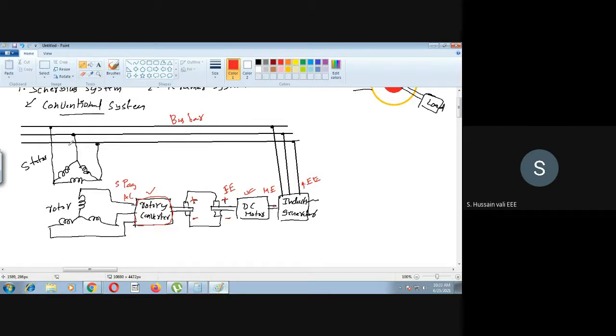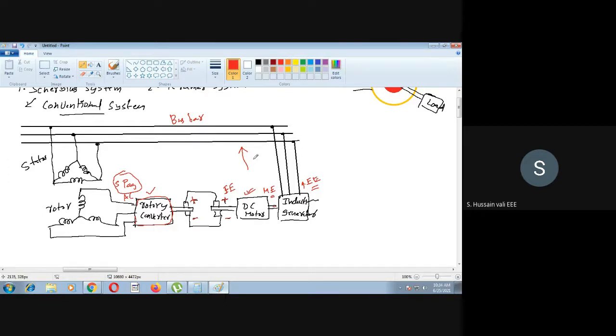So from the bus bar to the stator, then stator to the rotor is coupled, then rotor to the rotary converter, then that electrical energy goes to the DC motor. Now it is DC, so the DC motor will convert this electrical energy into mechanical energy. Once again, this mechanical energy is converted into electrical energy using the induction generator. That generated electrical energy is pumped to the bus bar. So indirectly we can say the slip power in the rotor is going back to the bus bar. You can call this a recovery of the slip power. So this is a conventional system.